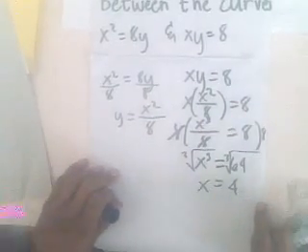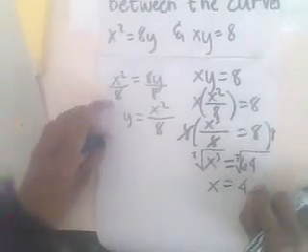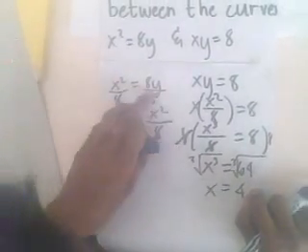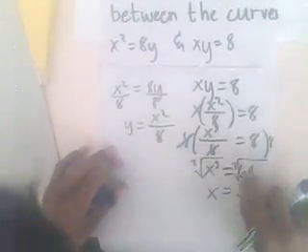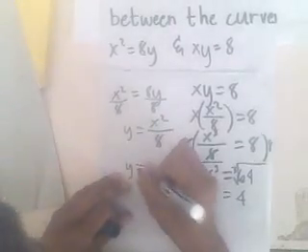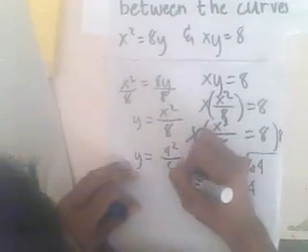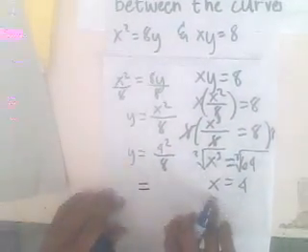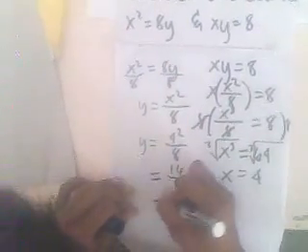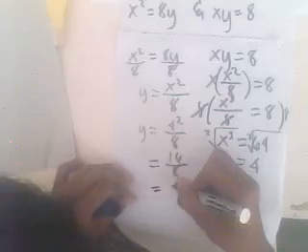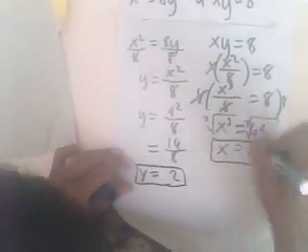Next, we will plug the value of x into our first equation, x squared equals 8y, which is the simplest one. So y is equal to, plugging in x equals 4, 4 squared over 8. 4 squared is 16 over 8, and 16 divided by 8 is equal to 2. Now we have the values of our x and y.